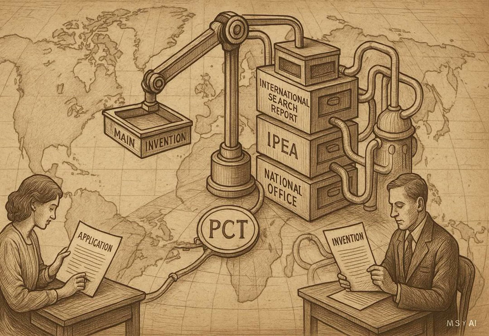They aren't bound by what the ISA did or didn't find. So yes, an IPEA examiner can raise a new lack of unity objection, even if it wasn't mentioned in the search report. So you might get through the search okay, but still face a unity challenge later.